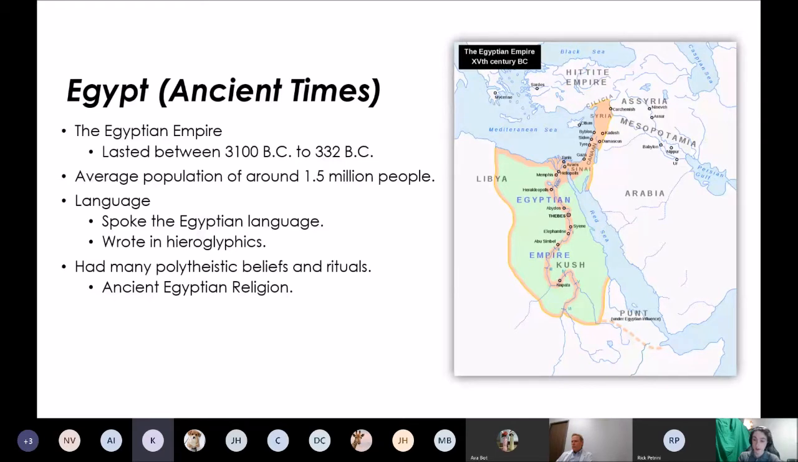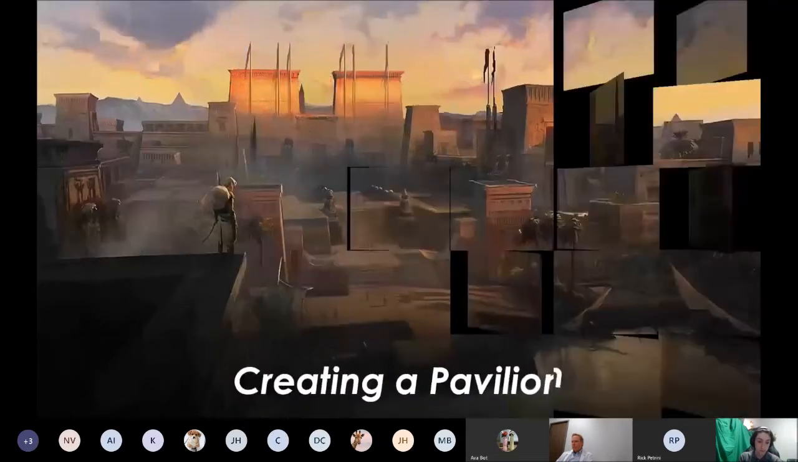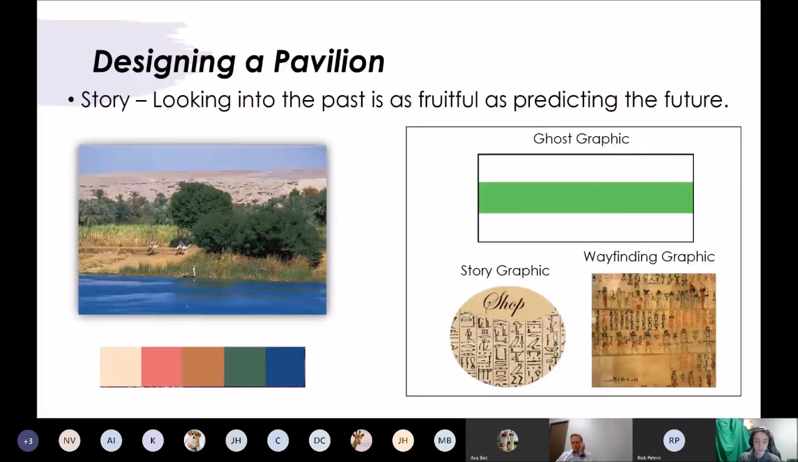So the project consisted of creating a pavilion. A pavilion is a land that showcases the country, and the pavilion has a story. This story, or goal, that I would want to put on guests is that looking into the past is as fruitful as predicting the future. This means that understanding past events, even this far back in time, can help one make changes for the better. To do this, one needs to create a connection between the guests in the pavilion and the land itself.